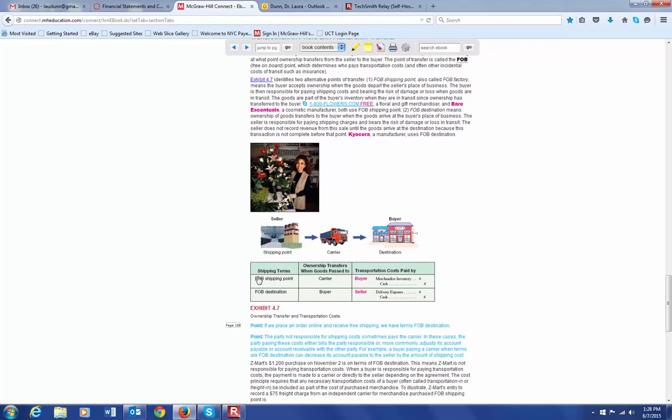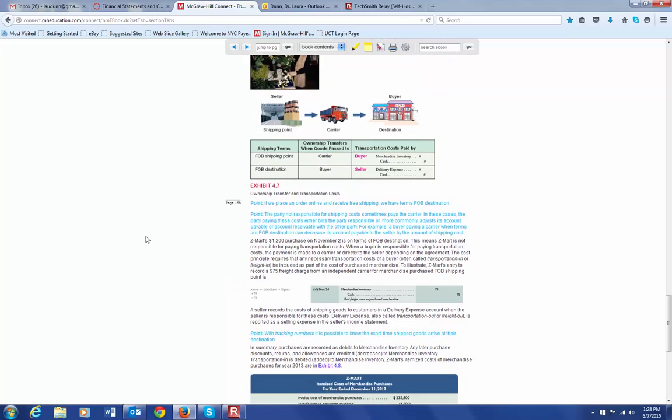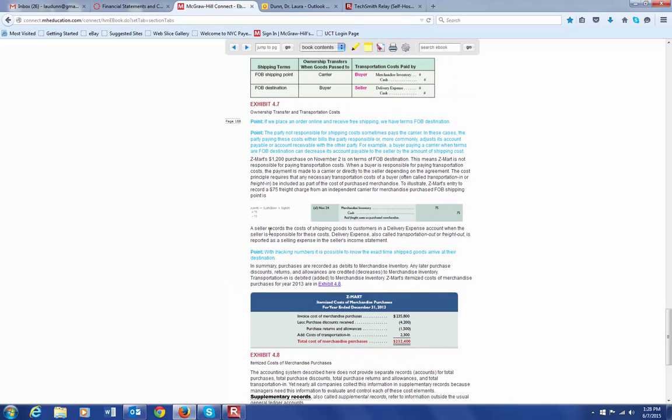So if you look down here at this chart, FOB shipping point means that the buyer is going to pay the transportation costs. So if on your invoice you have agreed to FOB shipping point, then the buyer is going to pay those costs. If it's FOB destination, then that means the seller will pay for the transportation cost. And that's usually added to the amount of the invoice. So here's an example. The $1,200 purchase on November 2nd is on terms of FOB destination. This means Z-Mart is not responsible for paying transportation costs.